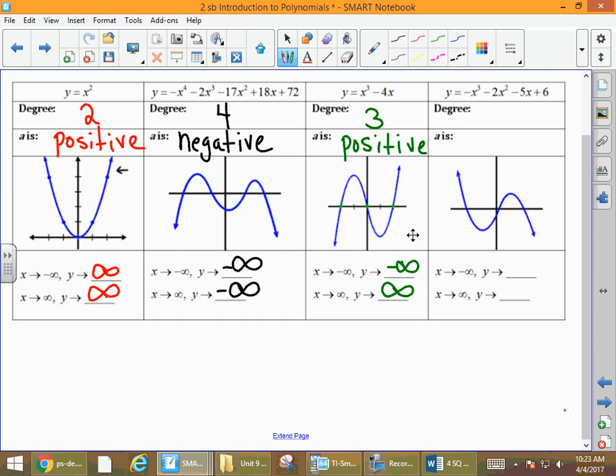And then, when we look at this last one here, we have a degree of 3 again, but we see it's negative x cubed, so we have our negative value there. And when we read the graph, as we're going to the left, x approaches negative infinity, our graph is going in an upward direction. But as we go towards positive infinity, which is going towards the right, then we're going to get negative infinity.